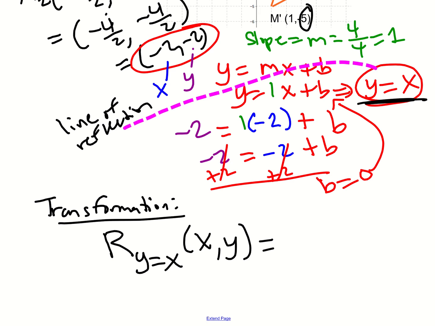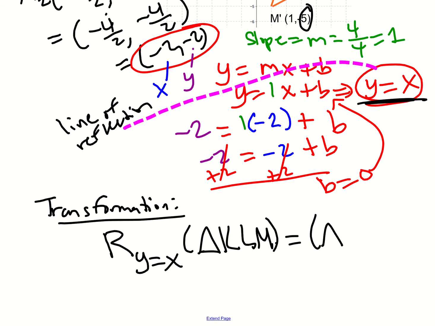And what we're transforming here, and really what I should write here, is the triangle. We're transforming the triangle KLM. We're reflecting that, and when we reflect that, we get triangle K prime, L prime, M prime. And there is my transformation.